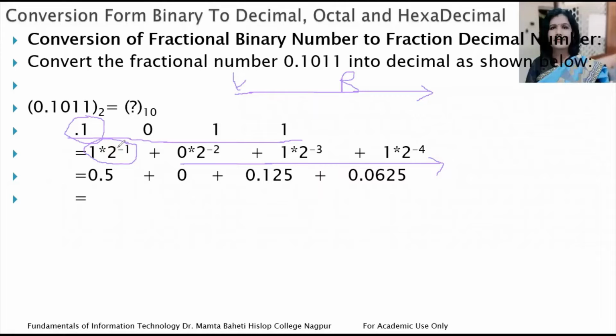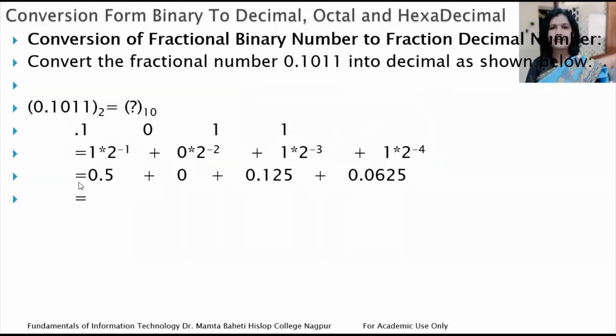So 2 raised to the power minus 1 is like 1 by 2. It is 1 by 4. It is 1 by 8. It is 1 by 16. So whatever appropriate answer comes, multiplied by the digit, you will get the fraction value. And likewise, you can calculate: 0.5 plus 0 plus 0.125 plus 0.0625 gives me 0.6875. So 0.1011 is equal to 0.6875.